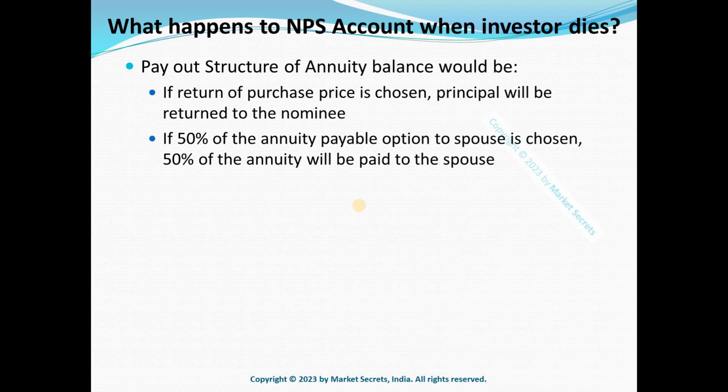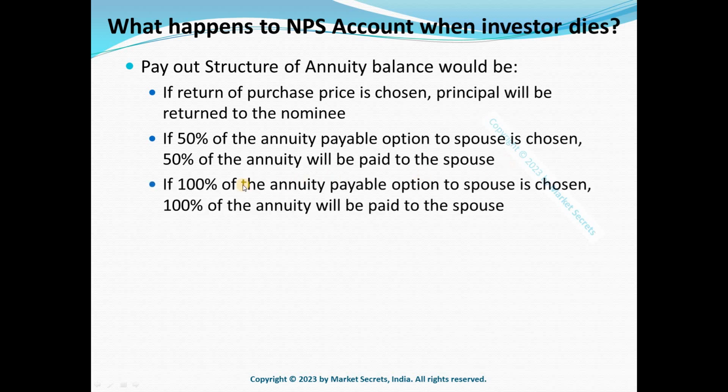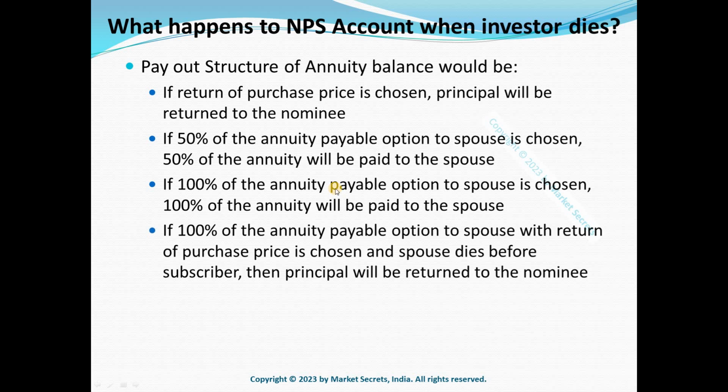So first one was the principal return, so the amount will be settled in full in one shot. But if the subscriber had chosen the second option, then he used to get regular pension, right? The 50% of the pension amount will now be paid to the spouse if this option was chosen. And now third option, if 100% of the annuity payable option to the spouse is chosen, then 100% of the annuity will be paid to the spouse. And number four, if 100% of the annuity payable option to spouse with return of the purchase price is chosen and the spouse also dies before the subscriber, then the principal will be returned to the nominee.